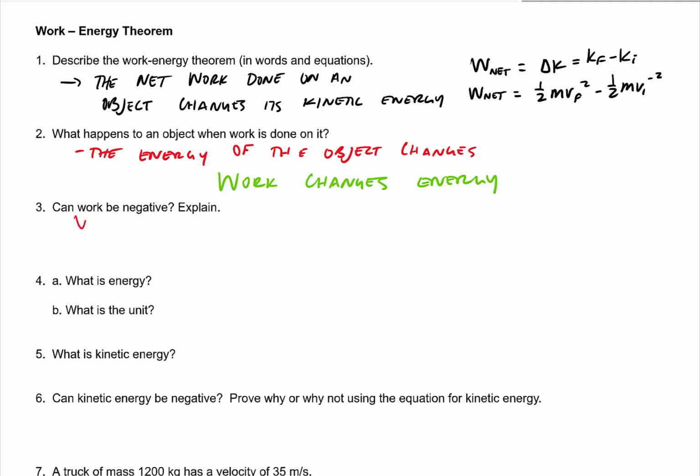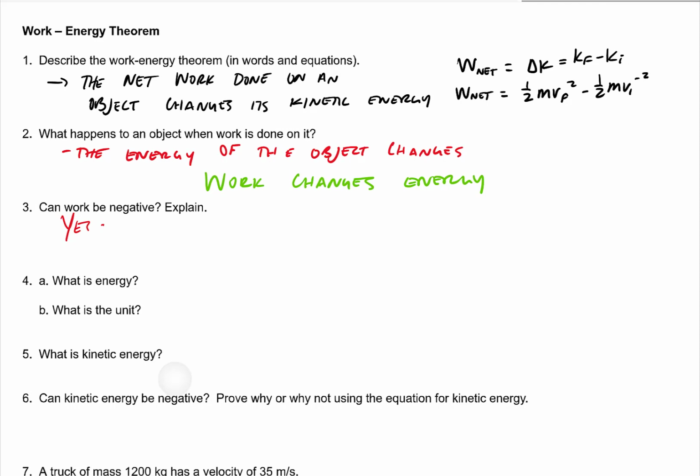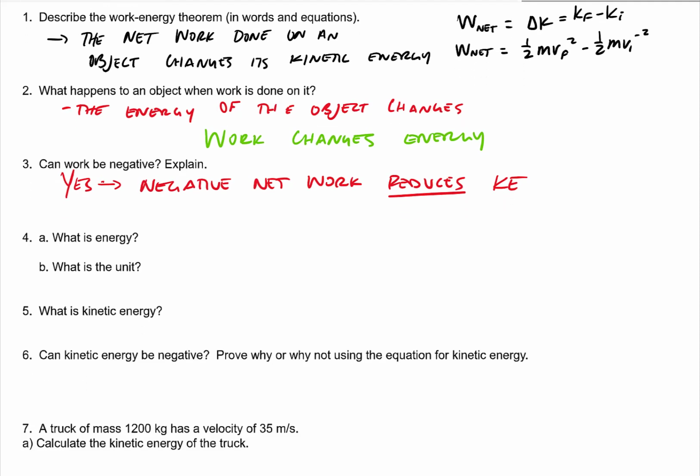Can work be negative? Yes. Specifically for us right now, negative net work reduces kinetic energy. Energy is the ability to do work. For an easy explanation, it's a really good explanation. You could ask 10 different physicists and get 10 different answers.